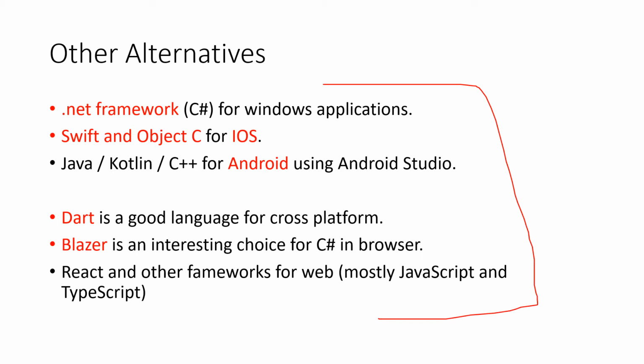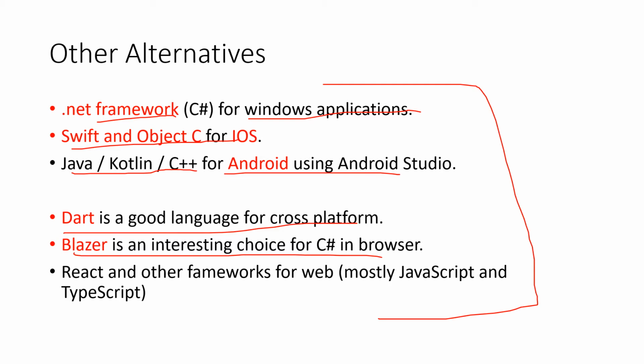If you're in the .NET framework for Windows applications, the best is C#. Swift and Objective-C for iOS, Kotlin, Java, and C++ for Android. Dart is good for cross-platform. Blazor is an interesting choice for C# in the browser. React and other frameworks for the web, mostly JavaScript and TypeScript.